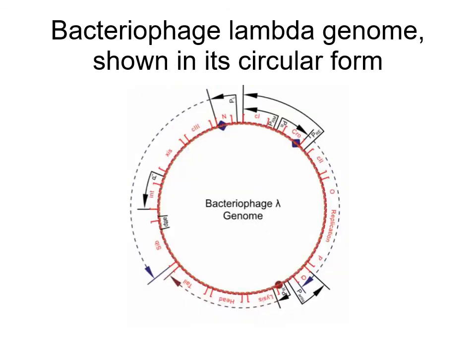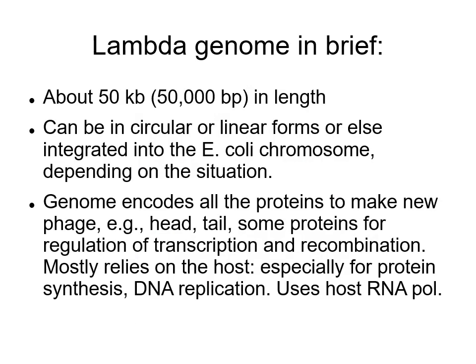Here's what bacteriophage lambda looks like. As we'll see later, sometimes it's a linear molecule, sometimes it's a circle, but this is the circular form that is shown typically. And it has sort of strange gene names, X's, and some are just given letters. It's about 50,000 base pairs totally. So it has different forms, etc.